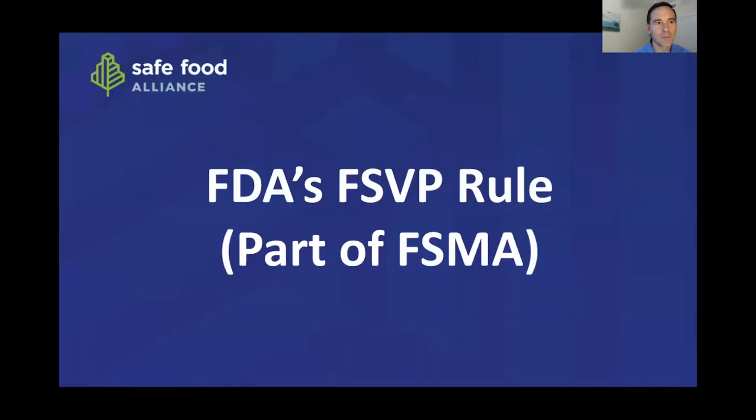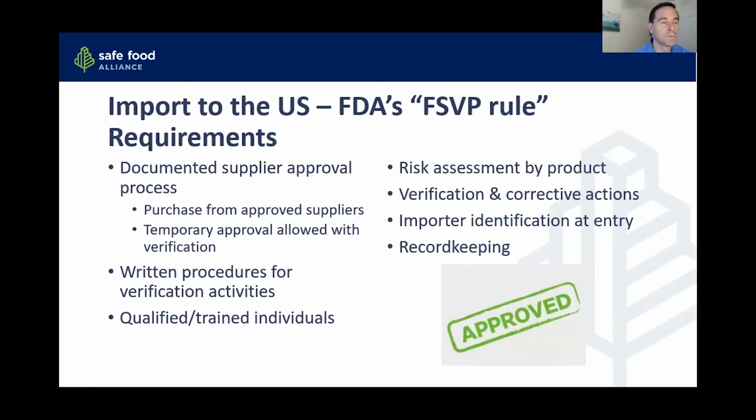But we'll go ahead and jump into a little bit about the FSVP rule. It's the Foreign Supplier Verification Programs rule. So it's part of FDA's Food Safety Modernization Act, or as we call it, FSMA. So the FSVP rule has a set of requirements in terms of food safety programs that importers here in the US have to meet. And so it does require somebody in the US to be a contact or a responsible party for any imported goods.